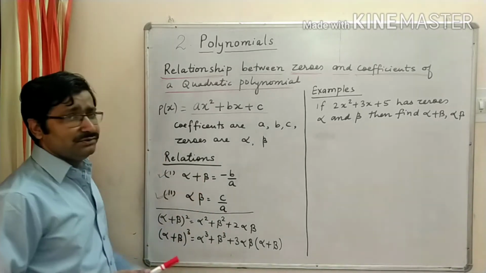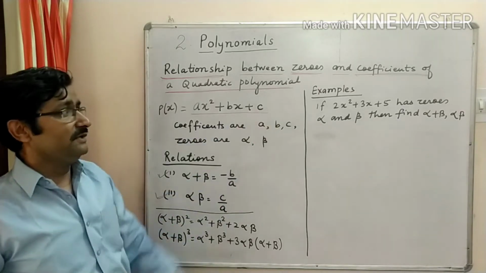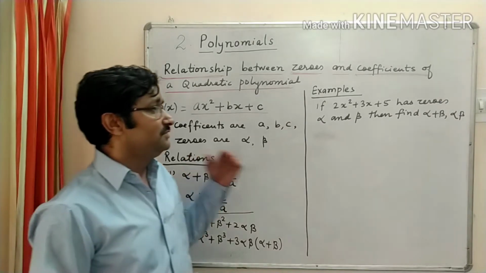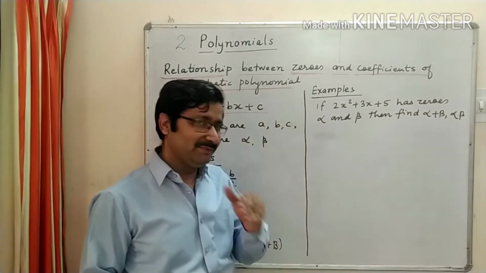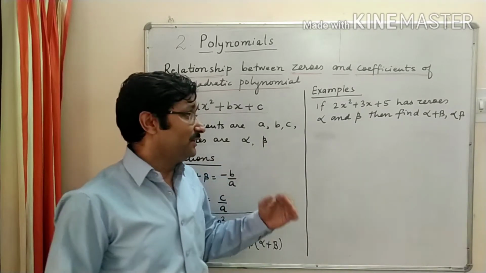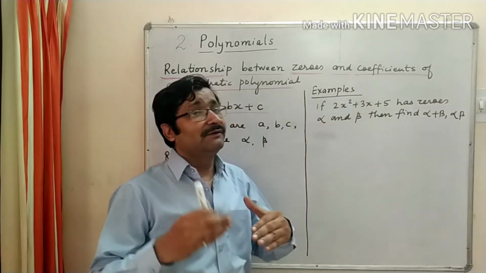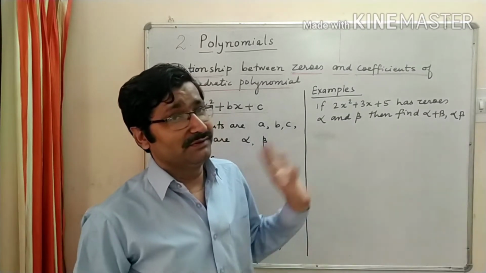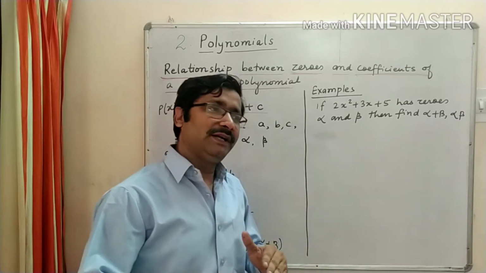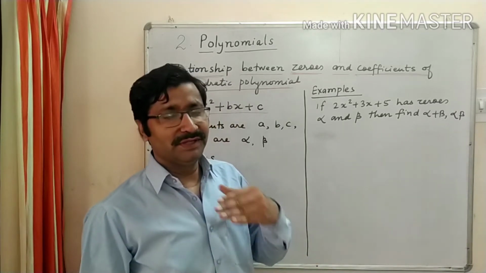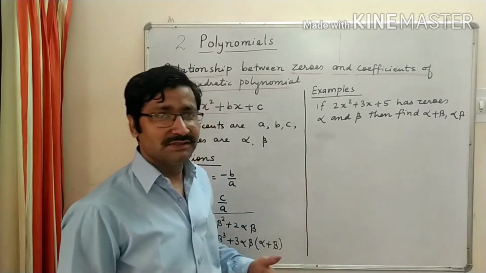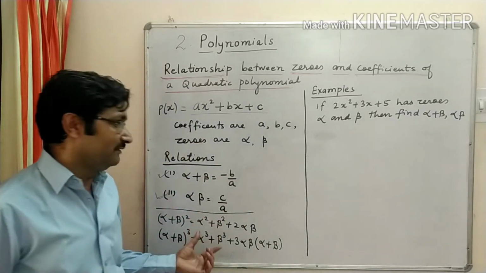Now where will we use this relationship? Look here, we have one question: 2x square plus 3x plus 5 has zeros alpha and beta, and you have to find alpha plus beta and alpha into beta. If we find it by middle term splitting, you cannot do it. If you could split the middle term, then find alpha, then find beta, then add, then multiply, that would be a very long process. So you will not use that method. We have a very simple method that we will use here.